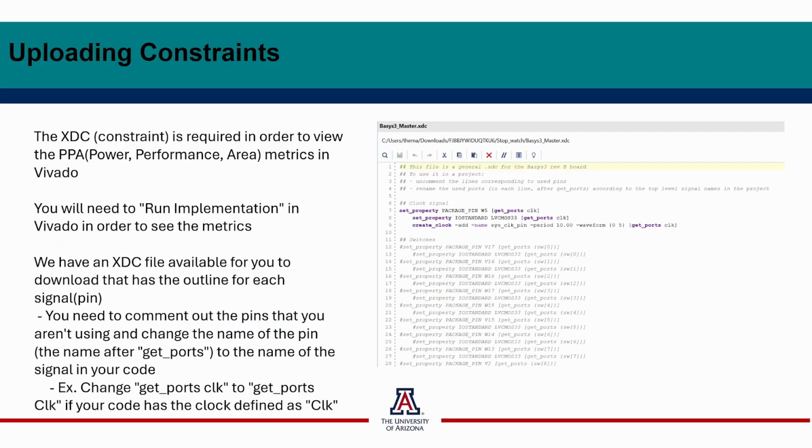In order to get the metrics required for optimization, you first must run implementation of your design in Vivado. In order to run implementation, you must add and properly configure a constraint file for your device. A constraint file is a file used to tell Vivado which aspects of your design map to which physical inputs or outputs on the board. You can download the constraint file from the description of this video. To upload the constraint file, simply click Add Sources, Add Constraint, and upload the file.